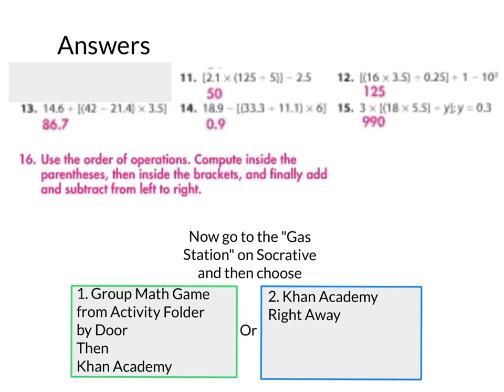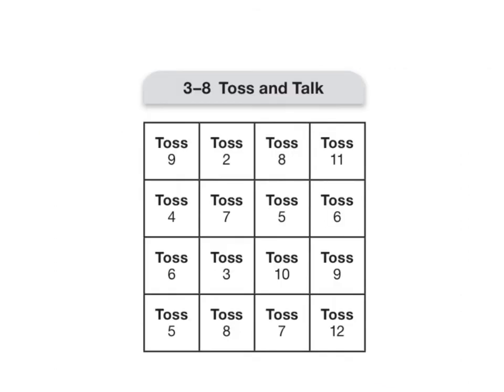Here are your answers for 11 through 16. Notice how 16 is a word problem, and you should have written out an answer. After you're done with that, make sure you go to the gas station on Socrative so Mr. C knows if you know how to do today's lesson. It's very important. After that, please choose whether you'd like to work in a group or a pair or by yourself doing Khan Academy right away. Either one, choose to do it as quickly as possible. Your group game answers are coming in 3, 2, 1. Here are the Toss and Talk answers for 3.8, which was today's lesson.